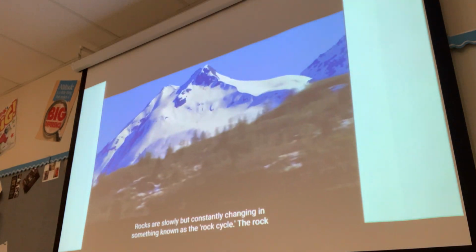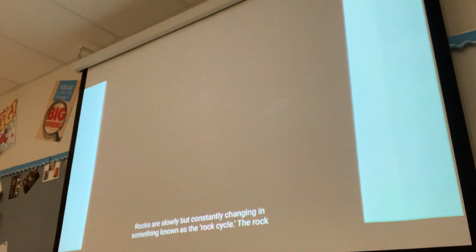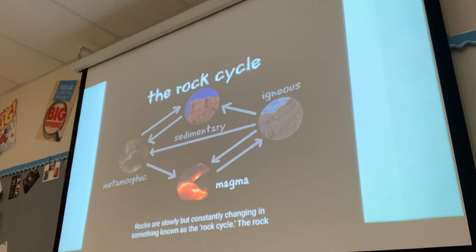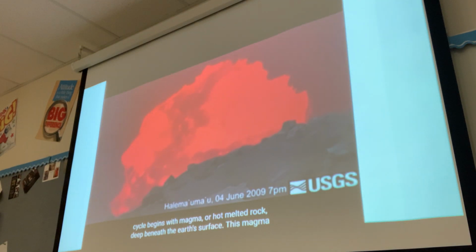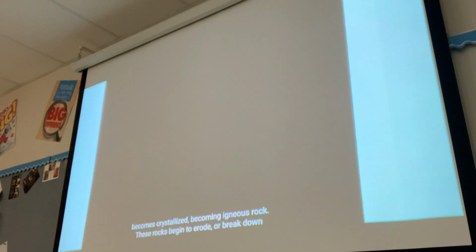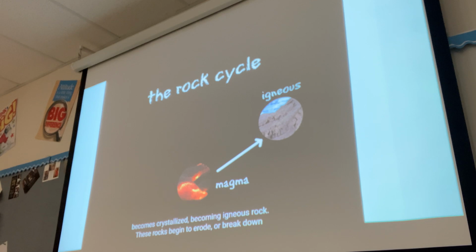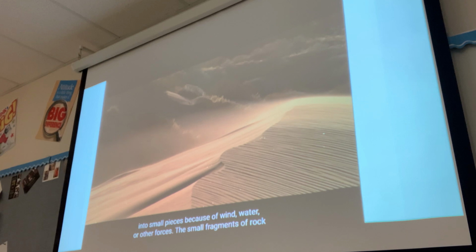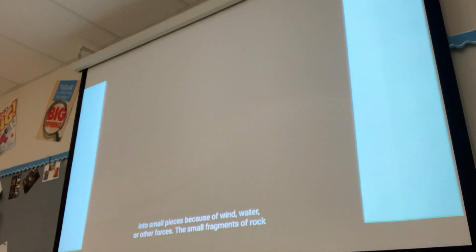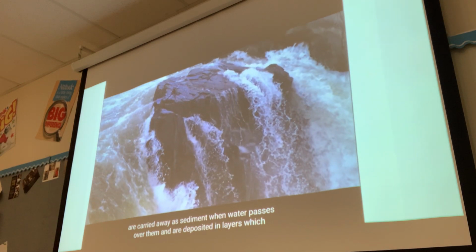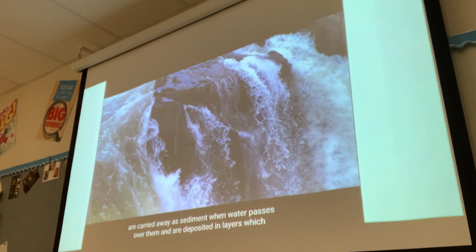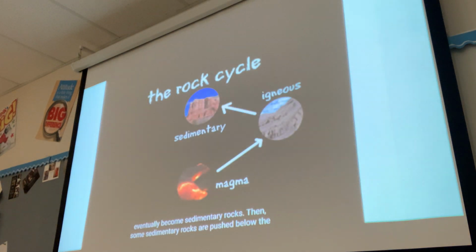Rocks are slowly but constantly changing in something known as the rock cycle. The rock cycle begins with magma, or hot melted rock, deep beneath the Earth's surface. This magma becomes crystallized, becoming igneous rock. These rocks begin to erode or break down into small pieces because of wind, water, or other forces. The small fragments of rock are carried away as sediment when water passes over them and are deposited in layers, which eventually become sedimentary rocks.